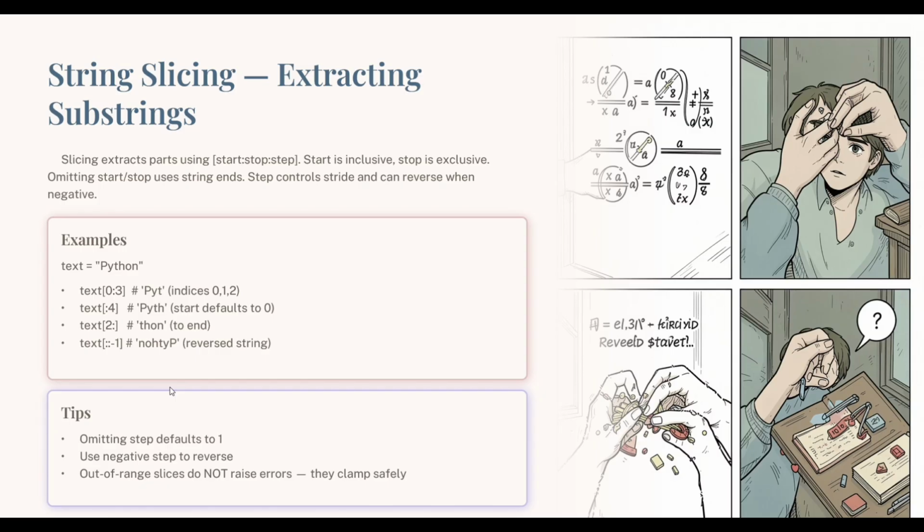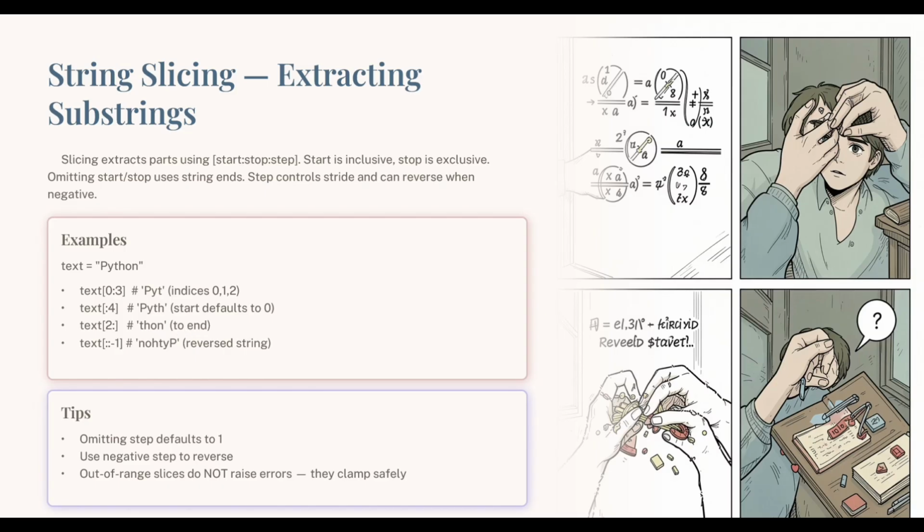Omitting start and stop. Python allows us to skip start or stop. Example, here you can see text[:4], which means starting from the beginning until index 3. So the output will be pyth. One more example, text[2:]. Here it starts from index 2 and goes until the end. So it will print thon.